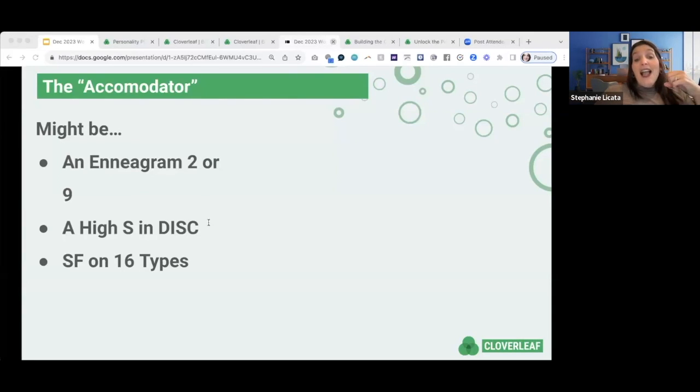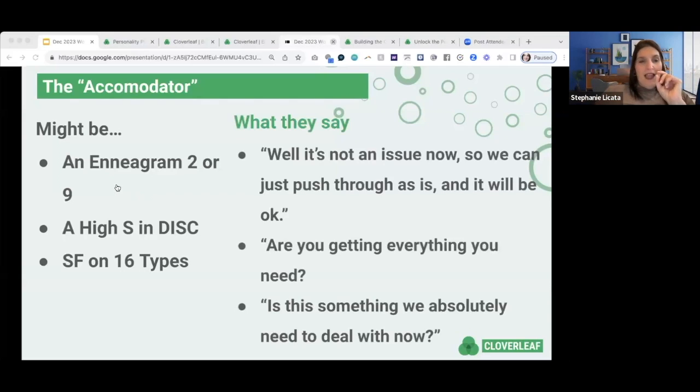They also may be a high S on DISC, and an S is sensitive to energy and the current vibe. They pick up on people's responses, needs, and desires. They'll quickly sense, is there harmony missing? Is there cohesiveness missing? And they want to restore it. So they may rush in during conflict to help if someone is getting the short end of the stick. What you might hear an accommodator say is, well, it's not an issue now. Can we just push through as is and it will be okay? Are you getting everything you need? We're really accommodating. Is this something we absolutely need to deal with now?